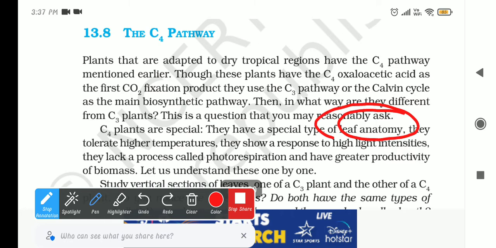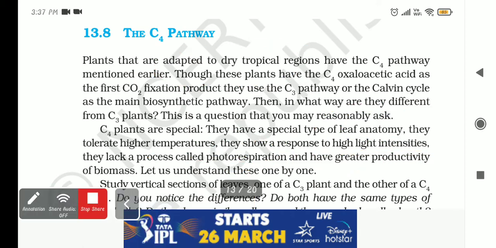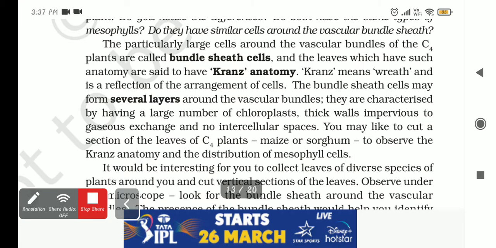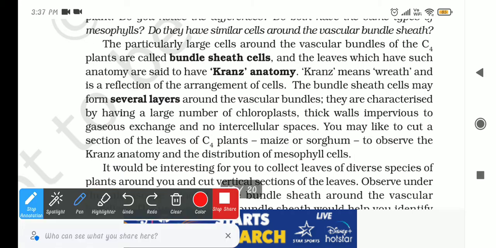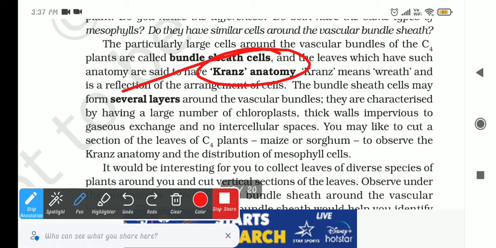They have this special kind of leaf anatomy, therefore they are adapted to the dry tropical region, hence they can tolerate the high temperature and respond to high light intensity, and they lack photorespiration, and they have greater productivity as compared with the C3 pathway. So how has this happened? The particularly large cells around the vascular bundles of C4 plants are called bundle sheath cells, and the leaf that has this special kind of anatomy, which we discussed earlier, right? It is Kranz anatomy.